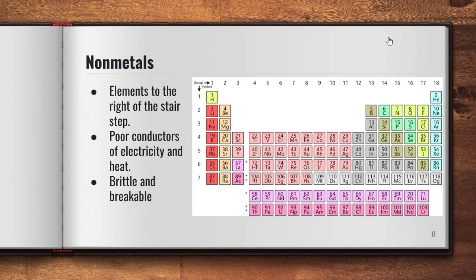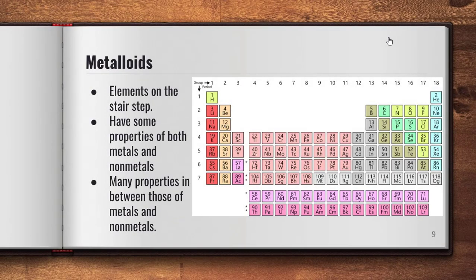Now, to the right of that stair step, you have what are called the nonmetals. And nonmetals are very poor conductors of electricity and heat. It's why you don't see very many bromine wires out there. They're also brittle and breakable. So if you actually get a chunk of sulfur in your hand, it breaks apart very easily. It kind of crumbles in your hands. So nonmetals tend to be breakable and brittle. They're poor conductors of electricity, and again, they're to the right of that stair step.